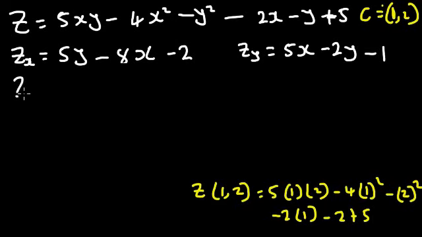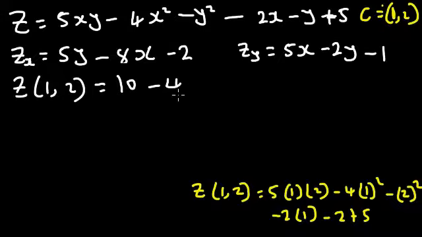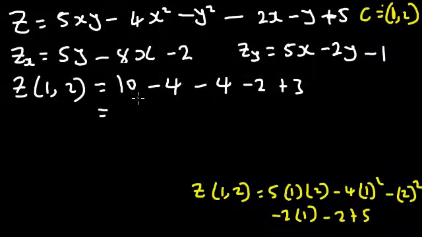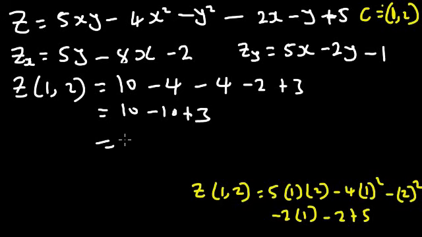Alright, so this clearly means that z of 1, 2 will now be 5 times 1 times 2 is 10. 1 squared is still 1, then we have minus 4. 2 squared is 4, then we have minus 4 again. 2 times 1 minus 2 is minus 2, and then plus 5. That's just plus 3. Perfect. So let's add this up. So minus 4 minus 8 minus 2 minus 10, so 10 minus 10 plus 3. That's 3. So this is our saddle value. And the saddle point is 1, 2.